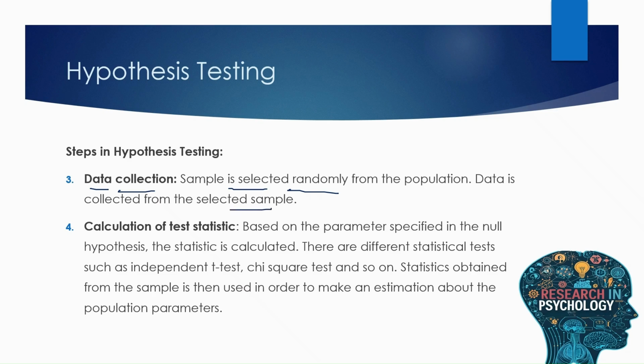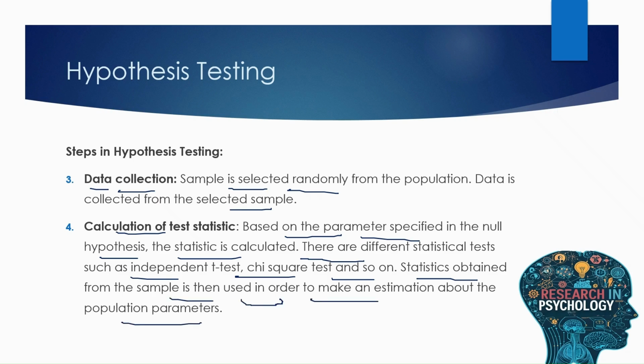All right. So after the data is collected, we are going to perform statistical analysis on it. We calculate the test statistic. Based on the parameter specified in the null hypothesis, the statistic is calculated. There are different kinds of statistical tests which you will study in your BPCC 108 paper, such as independent t-test, chi-square test, and so on. You perform all these tests and then you calculate the test statistic. The statistic obtained from the sample is then used to make an estimation about the population parameter. We use the statistic to also decide whether to accept or reject the null hypothesis.